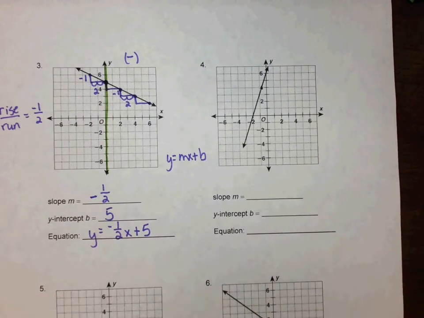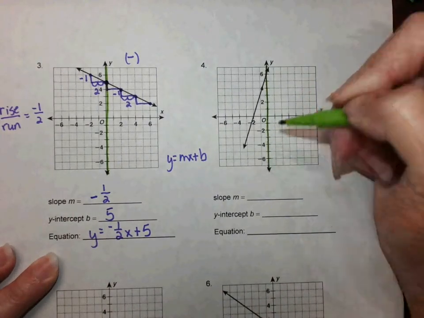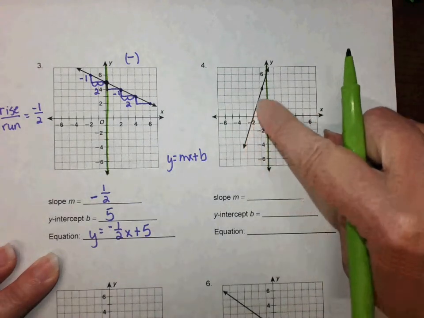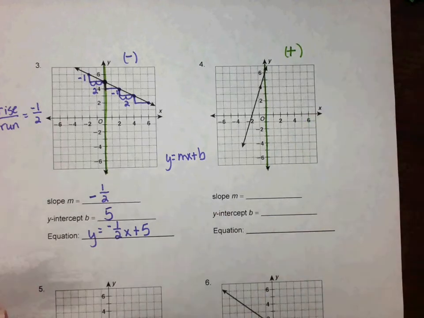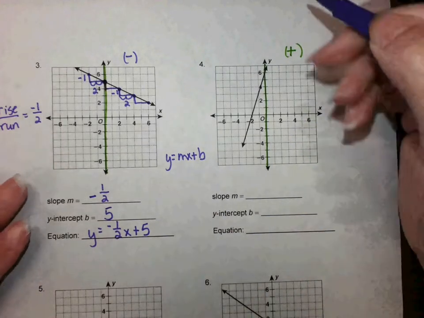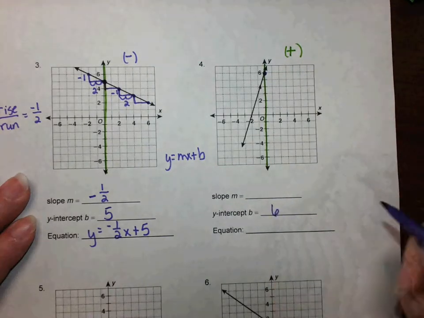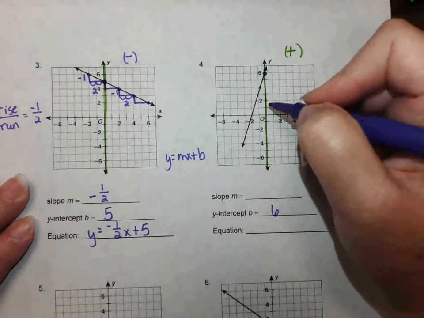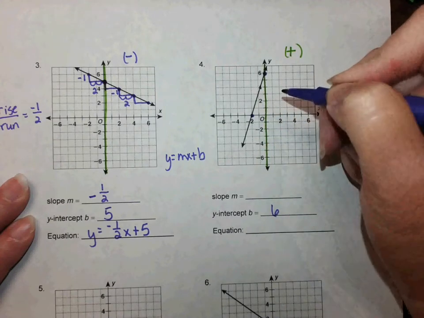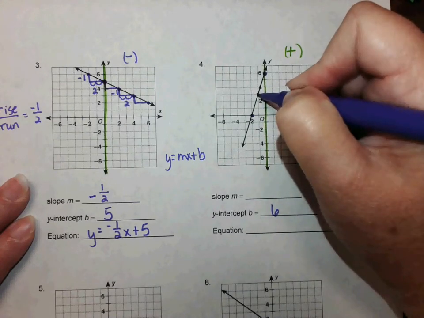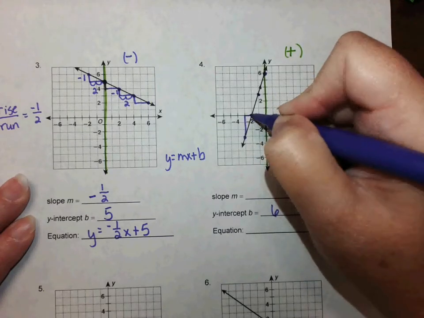Okay, number 4. Here's my y-axis. I'm noticing that from left to right, the slope is going up. This is going to be positive. Alright, looks like this line is crossing right there at the 6, so that's my y-intercept. And I just need to find some clean points. Looks like that's one right there, and right there, and right there. So I've got these stair steps.